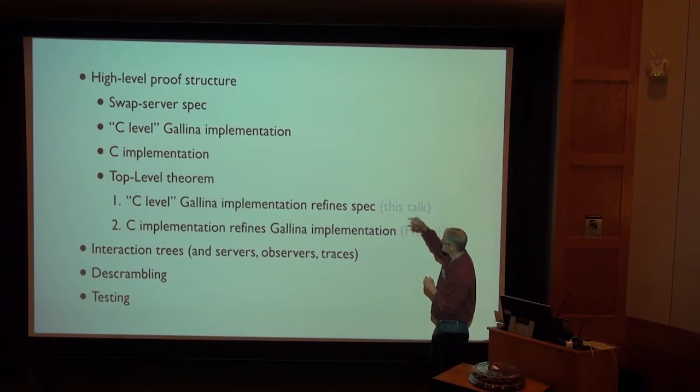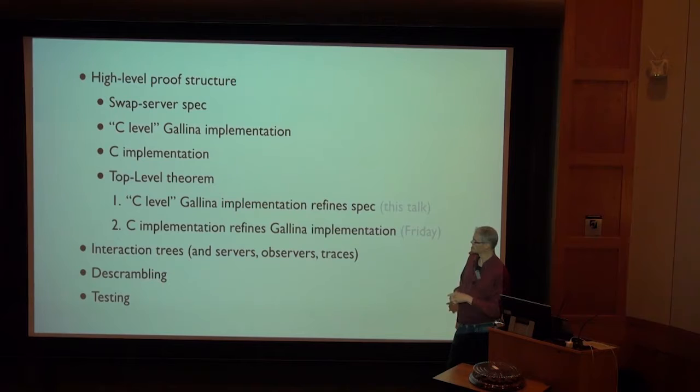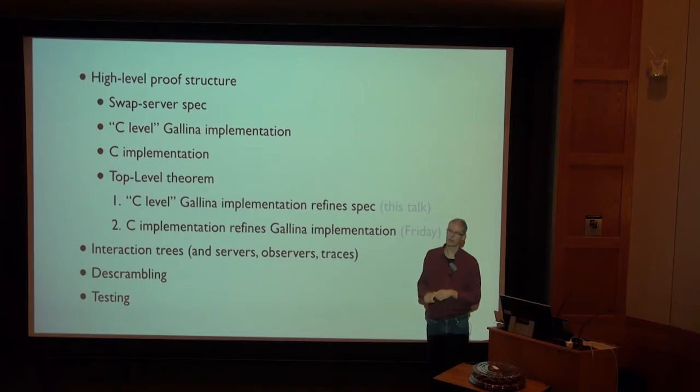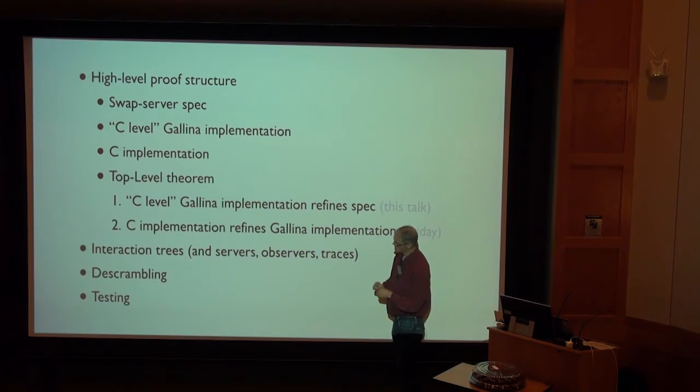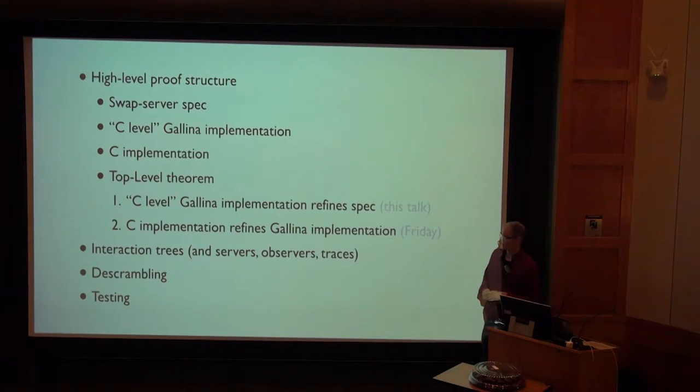The first of these, I'm then going to try in the rest of this talk to give you a little bit more detailed sense of what it looks like, and Leonard will talk about the second on Friday. So what I will talk about is I'll first introduce the notion that we call interaction trees, which is our notation for writing down the abstract syntax of computations like behaviors of web servers. I will then talk some more about descrambling, and I'll wind up, if there's time, talking a bit more about how we test in this context.